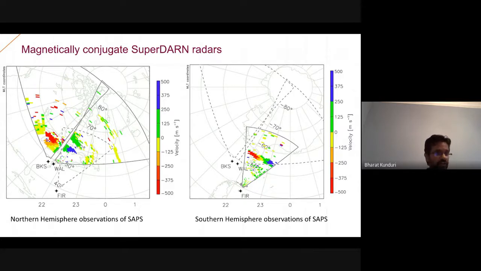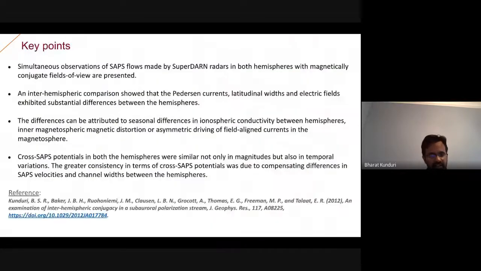In addition, I don't show the plot here, but there was a DMSP pass that was co-located with the measurements in the Falkland Islands radar that again confirmed the magnitude of the flows was consistent with what we saw in the radar. Actually, I think those are presented in this paper. So there are two observations. It's not just SuperDARN. There are also DMSP observations that confirm the results that we showed here. Thanks.